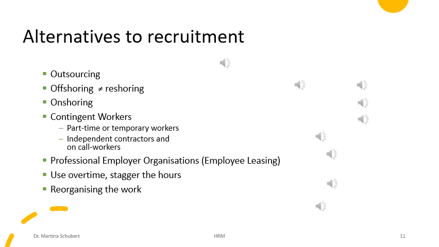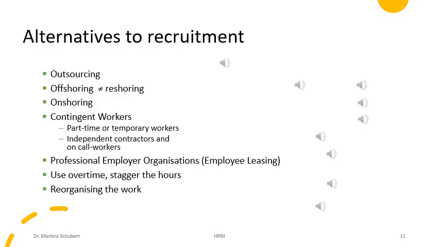Onshoring would not be a global activity, that would be a local activity, but it means that you move certain jobs to another place in the country where you come from. This could be into areas where there are lower labor costs, or where the labor standard is cheaper, or you get some support from the local government. In Germany, we had this when there was the reunification and a lot of companies started to move some of their facilities to the east.